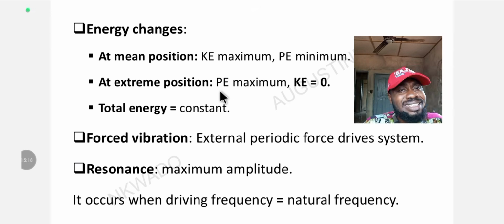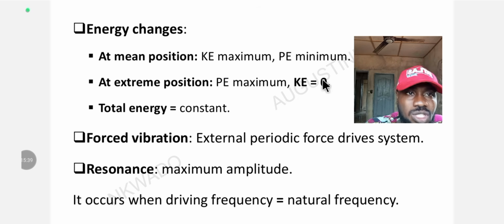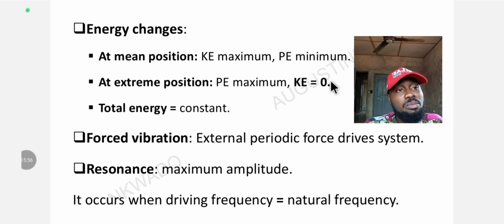Before anything happened, the potential energy is high, because you know that potential energy is an energy possessed by an object by virtue of its position. That's what potential energy is. That's why potential energy is maximum here. And kinetic energy is zero, since it's an energy in a moving object.